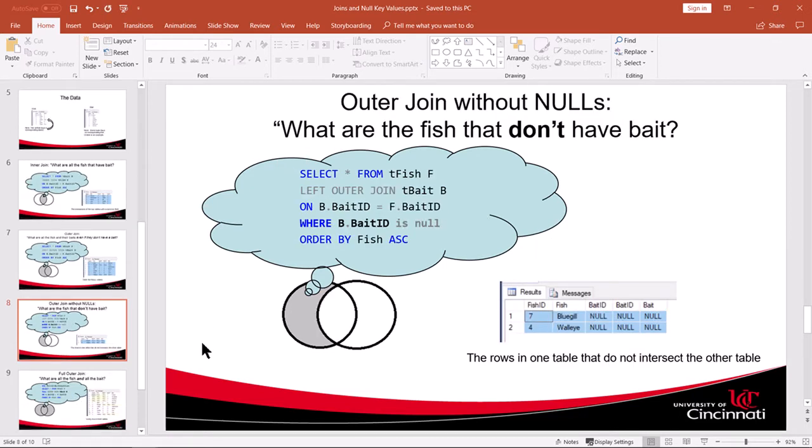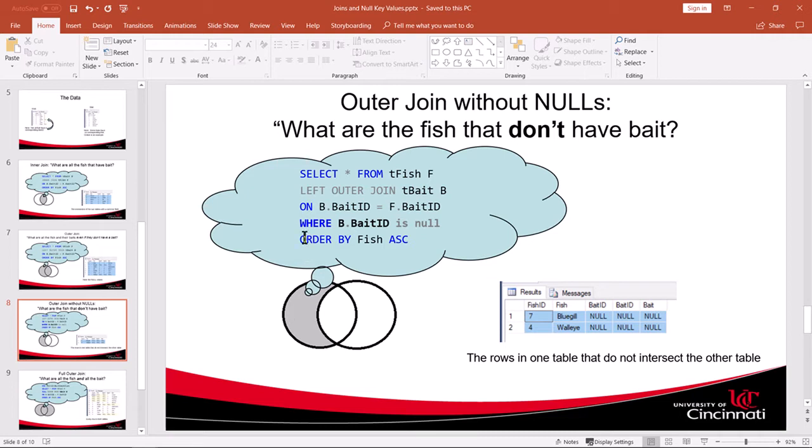In the next slide, we're doing our little trick with the Venn diagram, and instead of the common area between the two circles, we're looking at part of one circle that does not intersect with the other circle. And the question we're answering is, what are the fish that don't have bait? In other words, what fish have a null value in the foreign key field? What fish rows do not relate, do not connect to the bait table?